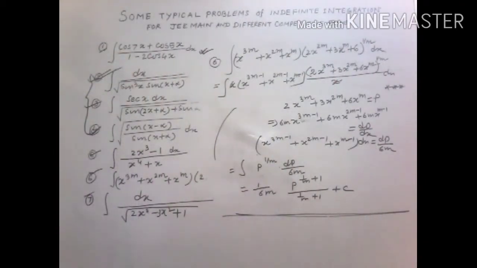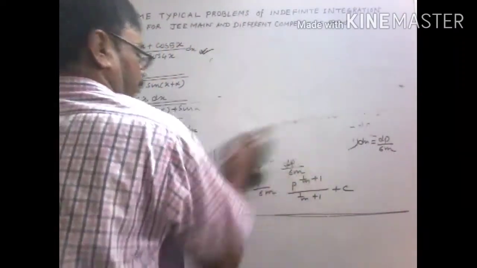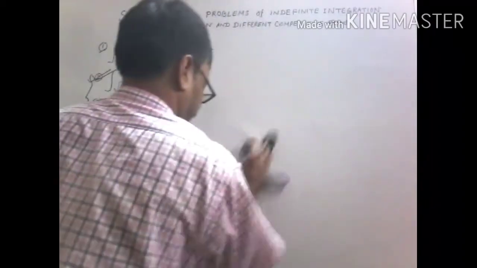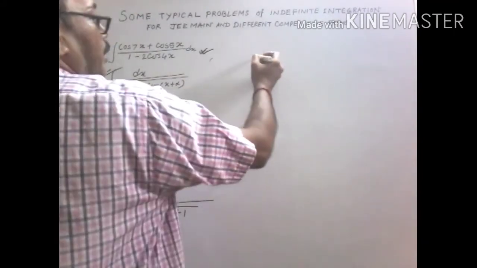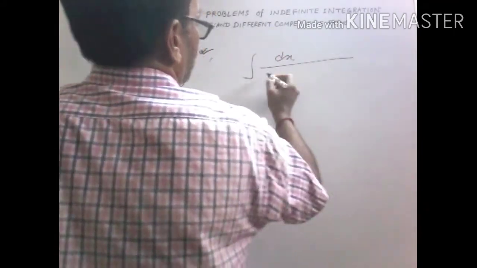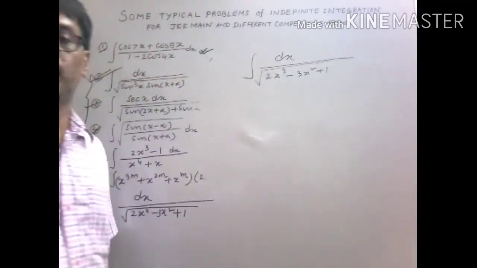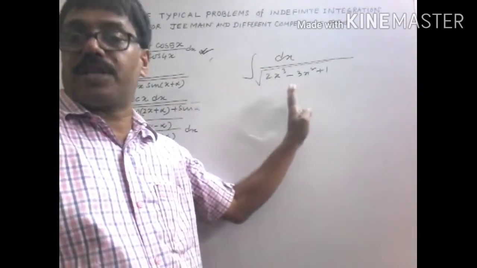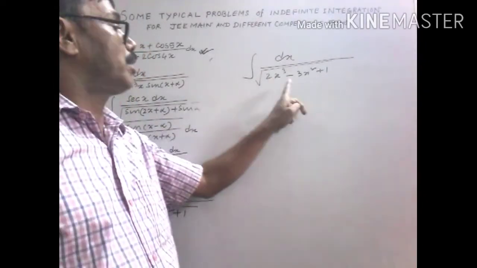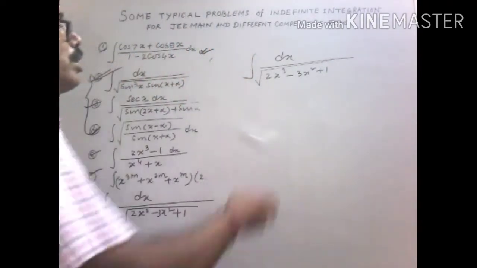Now look, this one. Problem number 7. The integral of dx by the square root of 2x cube minus 3x square plus 1. Generally we solve this type of problem for x square, second degree or fourth degree, but this is cubic, and the power is half.